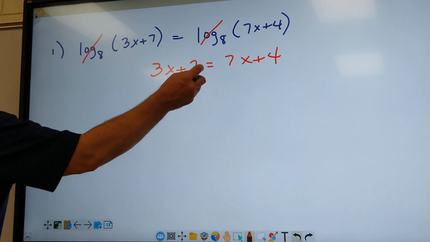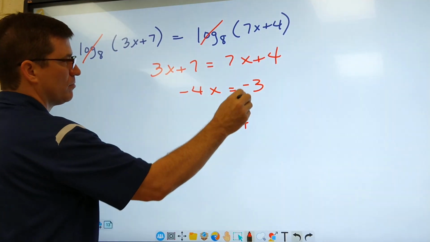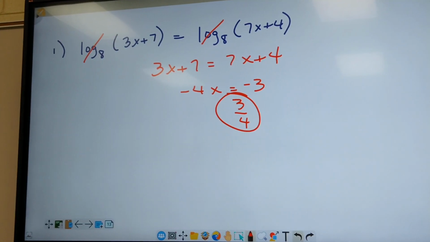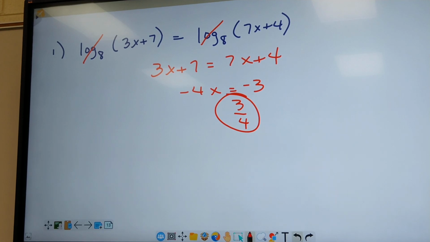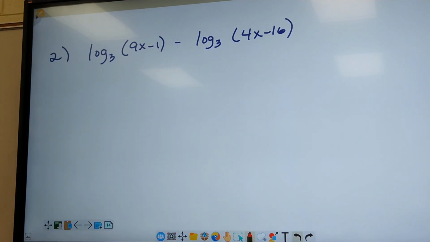All right, so answer on number 1, I got negative 4x equals negative 3. I got 3 over 4. Everybody good? All right, and most of the problems 1 through 8 are just that easy. Now, we are going to get into something a little bit different on number 2. Let's go to number 2.